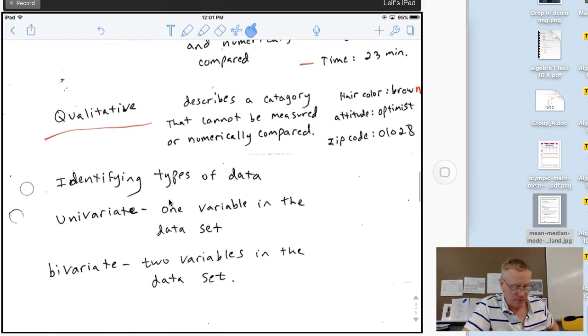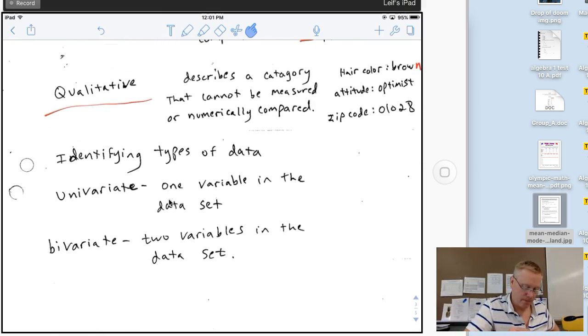All right, identifying types of data. So the first one is called univariate, and that is one variable in the data set. And the second one's bivariate, and the word bi indicates two, like bicycle, and uni would be one as in unicycle, and bivariate would be two variables in the data set.